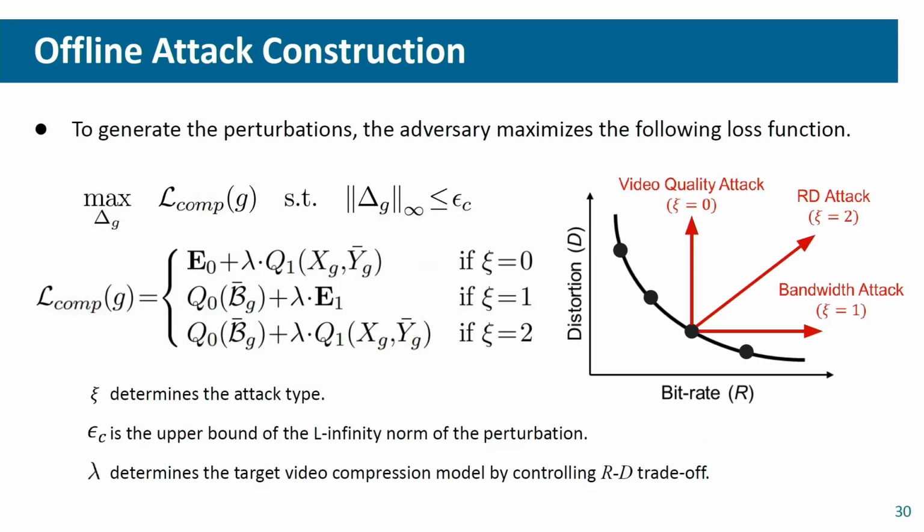Now we can generate the perturbations by maximizing the following loss function. This loss function includes three different types of attacks by the value of xi. Xi equals 0 means the video quality attack, xi equals 1 is the bandwidth attack, and xi equals 2 is the RD attack. We carefully constrain two QoE factors to successfully achieve the adversary goals.